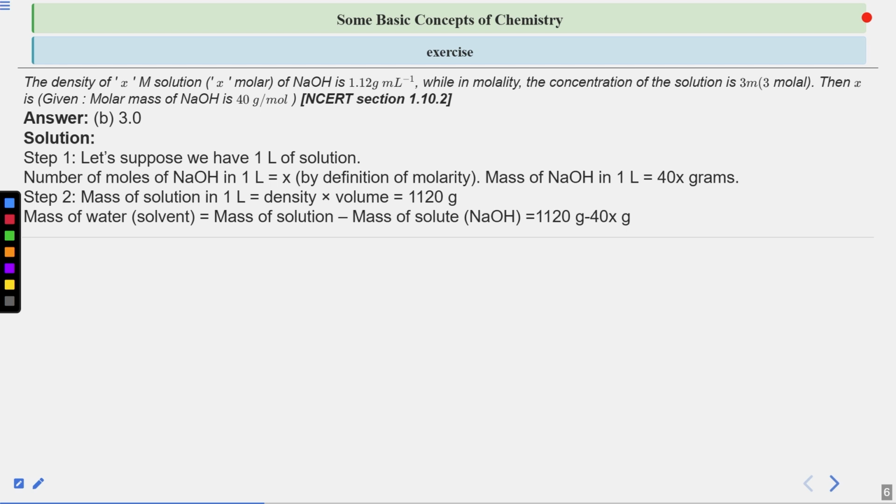Okay. Now, what can we say? We have the mass of the solution and the amount of solute dissolved in it. Its mass is also mentioned here: it is 40x gram. So what would be the mass of solvent? Again, mass of solution minus the mass of solute. So 1120 gram minus 40x gram.